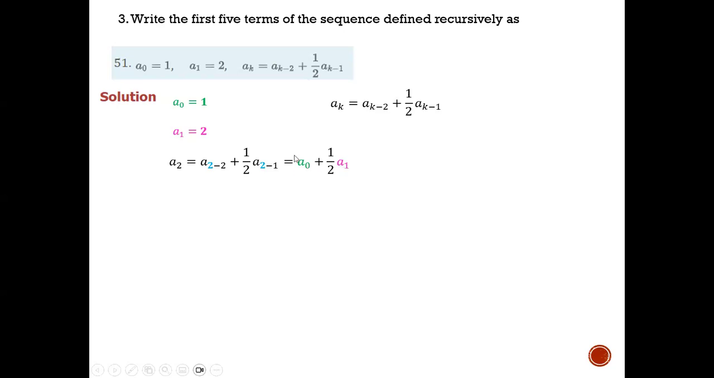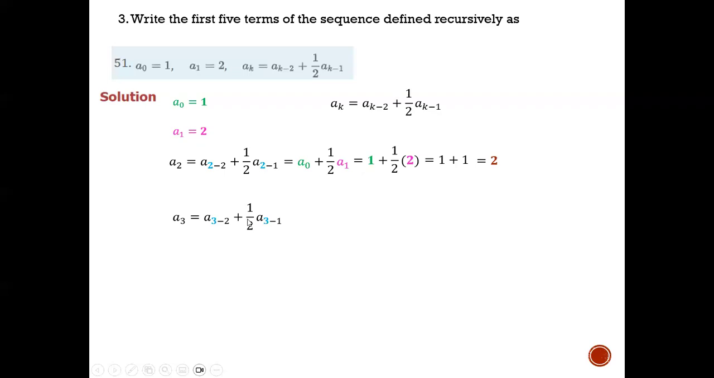So I'm going to plug in those values. A sub 0 is 1. A sub 1 is 2. So you see, you need the previous terms in order to get this term here. So a sub 0 is 1, 1/2, a sub 1 is 2. 1 plus 1/2 times 2 is 1. 1 plus 1 is 2. So the next term here is 2.